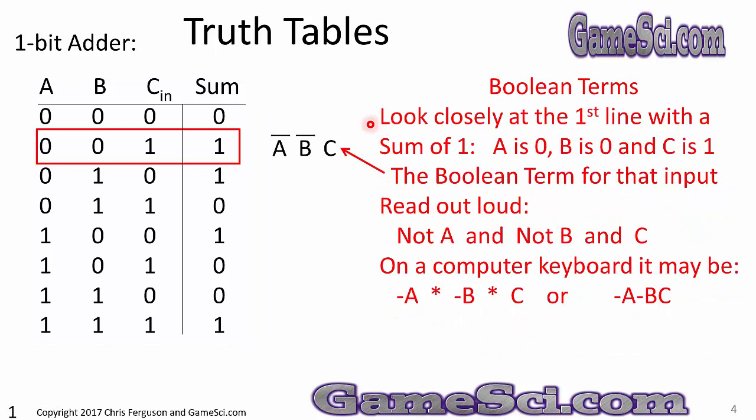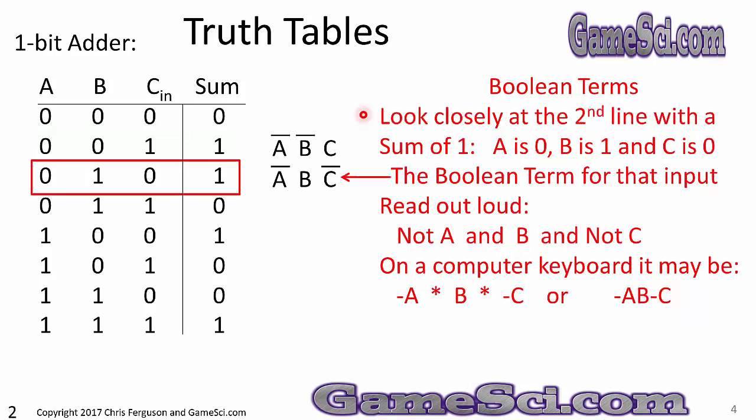Boolean terms. Look closely at the first line with the sum of 1. I've highlighted it with the red box. A is 0, B is 0, and C is 1. The Boolean term for that input, read out loud, is not A and not B and C. On a computer keyboard, it may be -A and -B and C, or simply not A, not B, C.